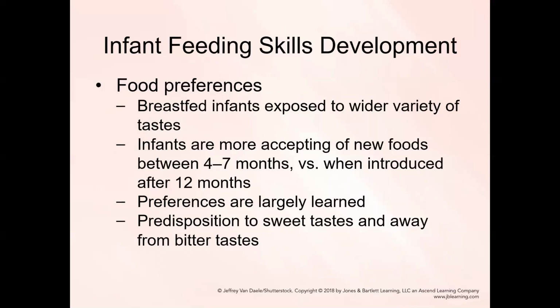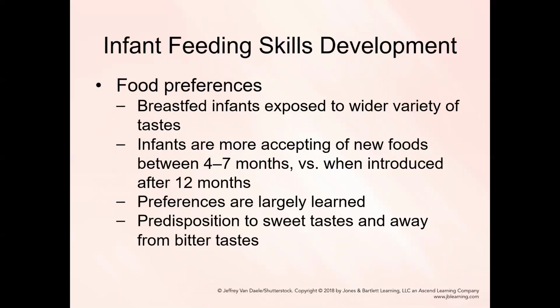Typically, they're more accepting of new foods during the 6 to 7 month range. They'll try almost anything. But if you start to introduce a lot of new foods at 12 months, they can tend to be a little bit pickier. They're starting to develop their personality. But typically, as an infant, they will eat pretty much anything.